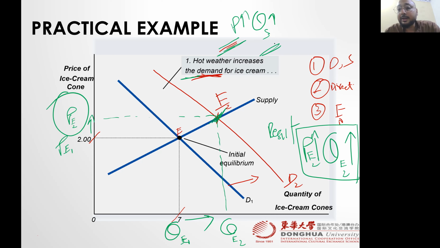Law of supply activated because price is high, and we have a new condition here in the market, that price increased and quantity demanded, equilibrium quantity also increases. So this is the result here. You must write down the result like this.